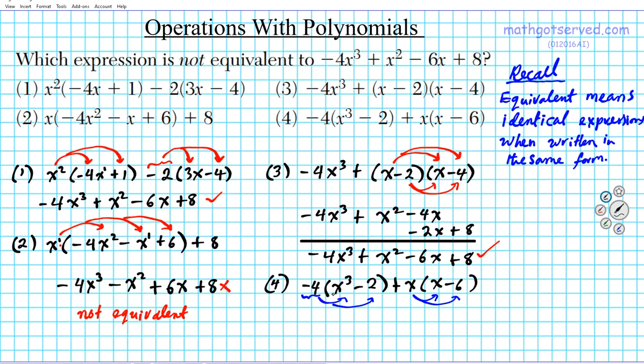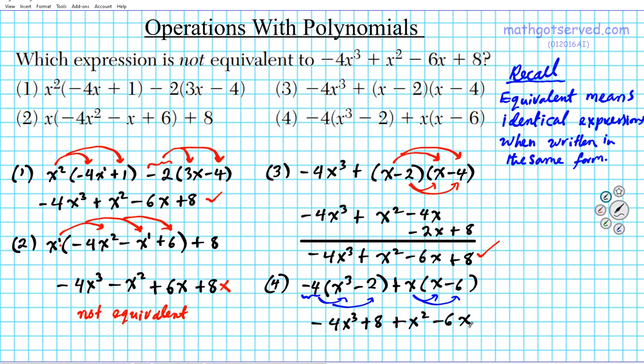All right, let's distribute. Negative 4 times x to the third is going to be negative 4x to the third. Negative 4 times negative 2 is positive 8. Plus, we have x squared, x times x, and then minus 6x. Okay, so this is fully expanded. There are no like terms to be combined.